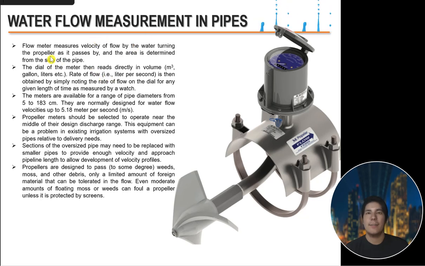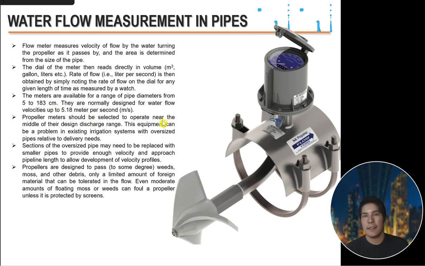So, water flow measurement in pipes. The flow meter measures the velocity of a flow by the water turning the propeller as it passes by, and the area is determined from the size of the pipe. The dial of the meter then reads directly in volume: cubic meters, gallons, liters, etc. The rate of flow in liters per second is then obtained by simply noting the rate of flow on the dial for any given length of time as measured by a watch. The meters are available for a range of pipe diameters from 5 to 183 centimeters, and they are normally designed for water flow velocity up to 5.18 meters per second.